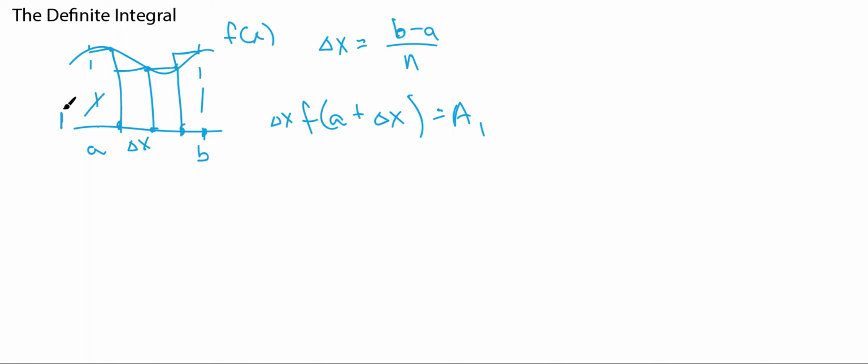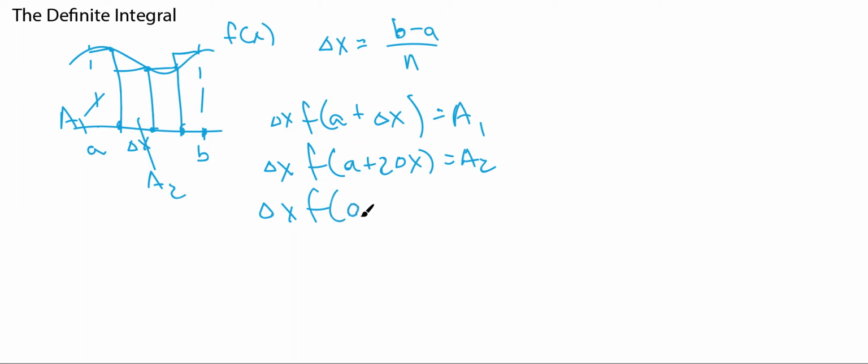Okay, that's this one, A1. A2? Same width, delta x. But now I'm going over 2 delta x's, so f of a plus 2 delta x, and that is A2. Similarly for 3, the thing that changes is just where I'm finding the height of this rectangle. Now it's right here, at 3 delta x's, and so on and so on, for however many subdivisions we determine.